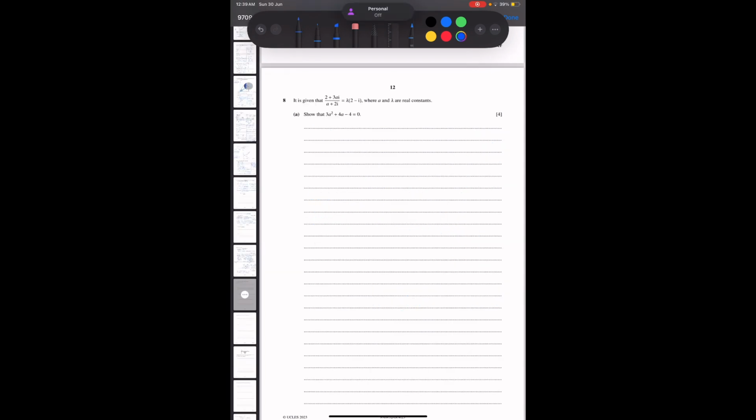Moving on to question number 8, it's given that this is equal to this, where a and lambda are real constants, and we have to show that 3a squared plus 4a minus 4 is equal to 0. So (2 plus 3ai) upon (a plus 2i) is equal to lambda multiplied by (2 minus i). We can see that there are constants over here: there's a, there's lambda. i is always there in complex numbers.